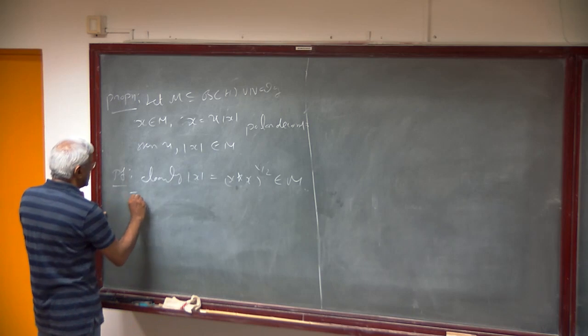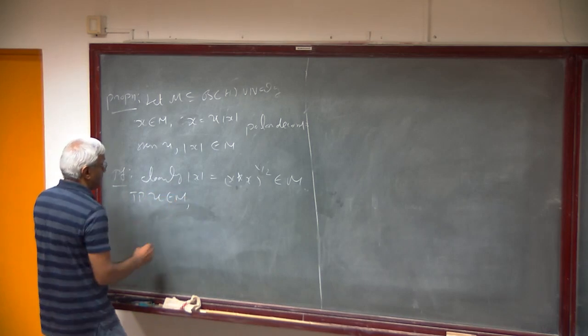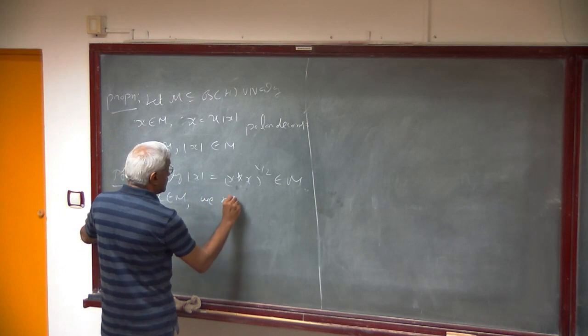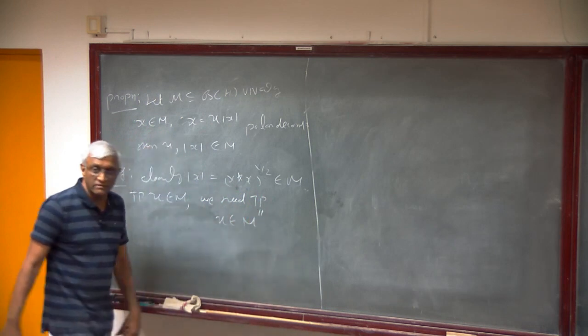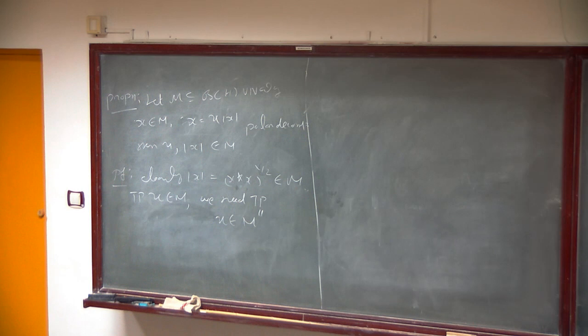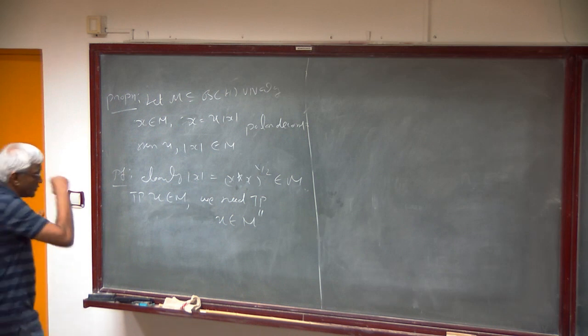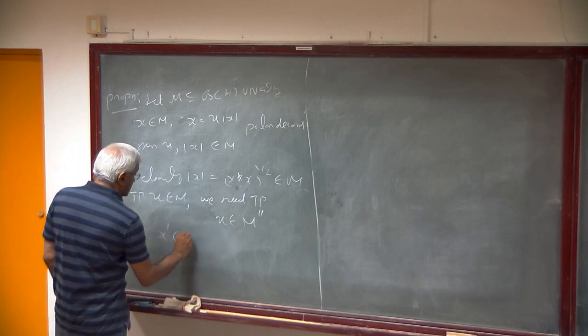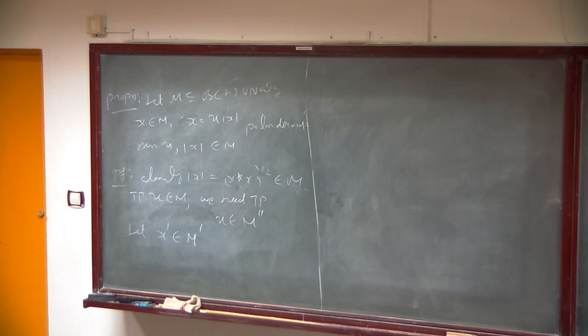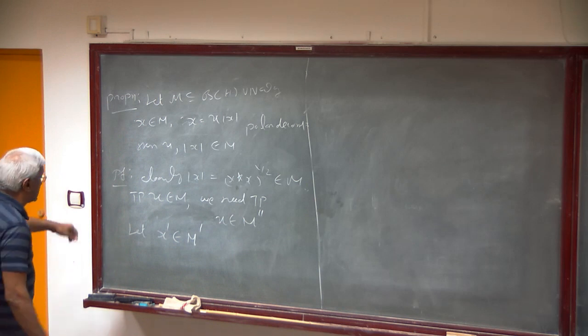So to prove u is in M, we need u to be in the double commutant, that is, u is in the commutant of the commutant. So let x prime be in M commutant. We have to prove that u commutes with this. This is the nice thing about von Neumann algebras. We have to prove u x prime equal to x prime u. Let us just compute it.